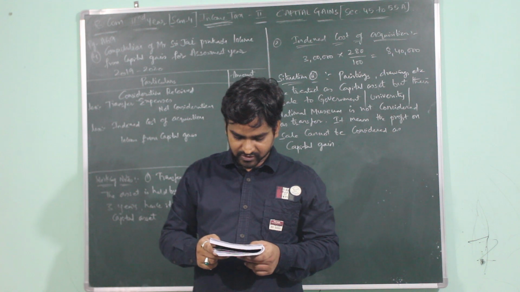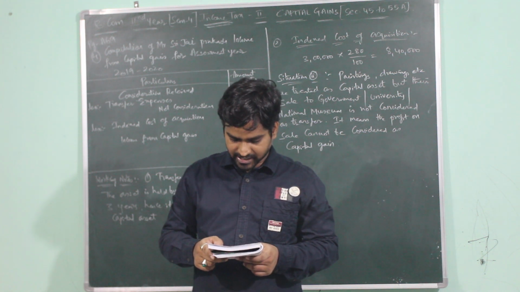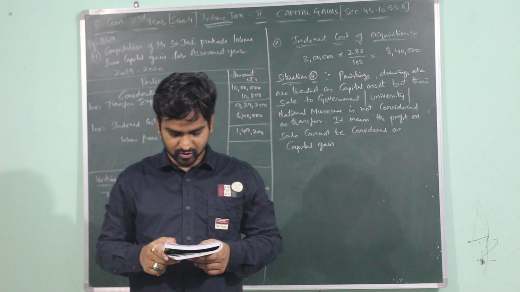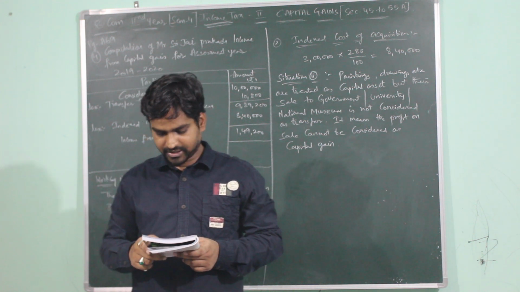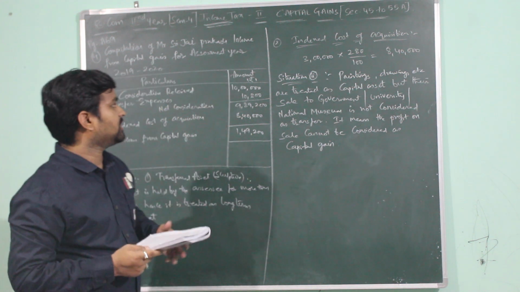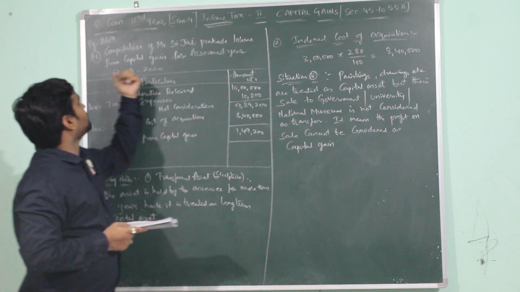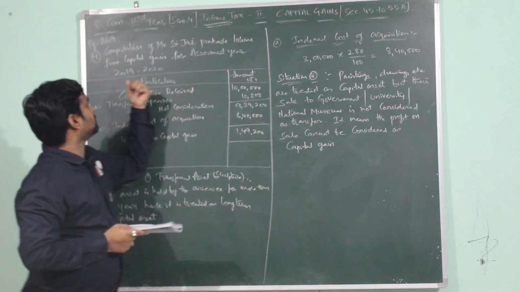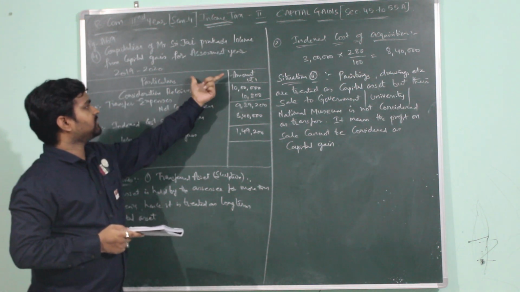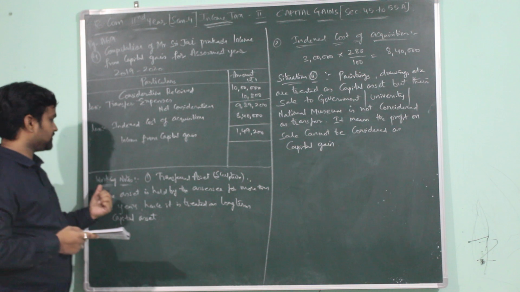Situation 1, if it is sold to Mr. Ravi Teja of Haryana State, and situation 2, if it is sold to Jawaharlal Nehru University, Delhi. Let us solve the problem. Here is the heading: computation of Sri Jayaprakash's income from capital gain for assessment year 2019-2020. Here is the format, particulars and amount, and here are the working notes.